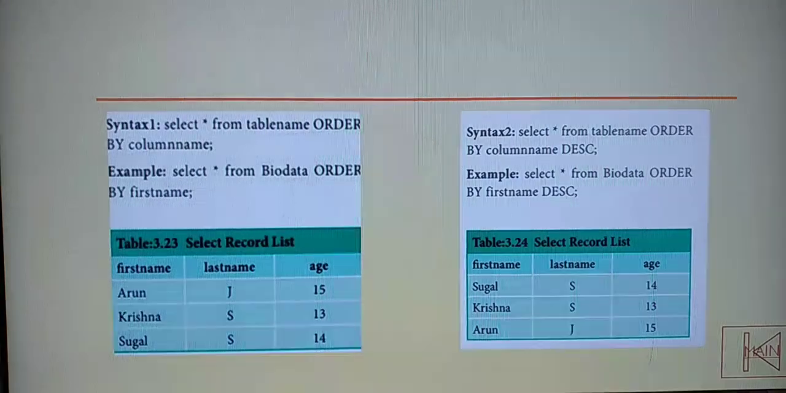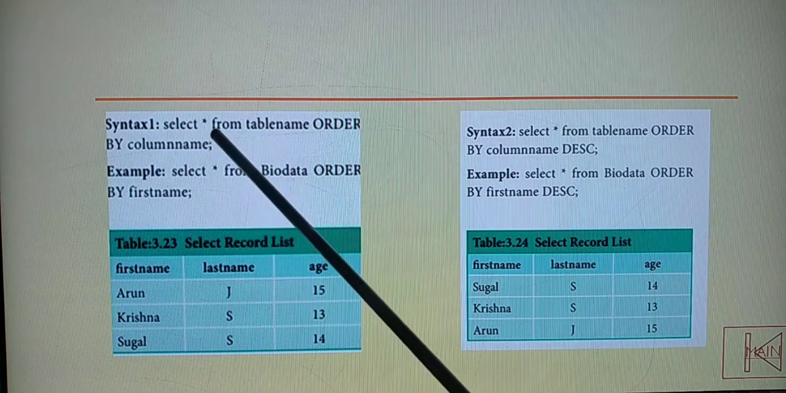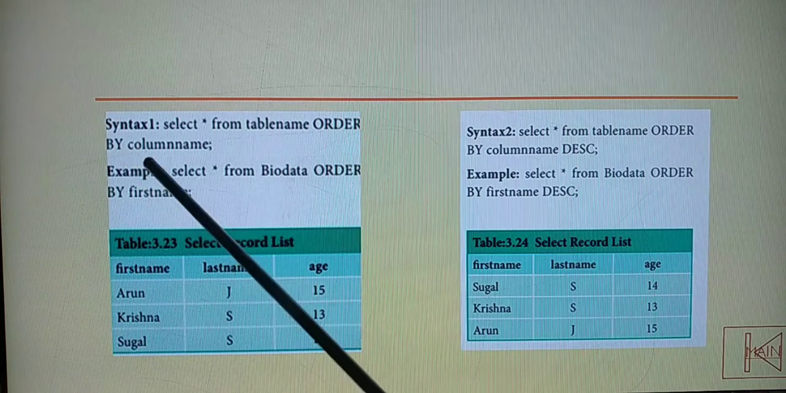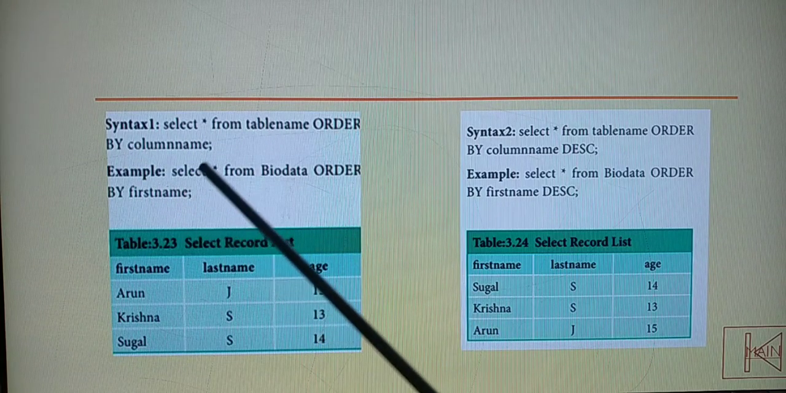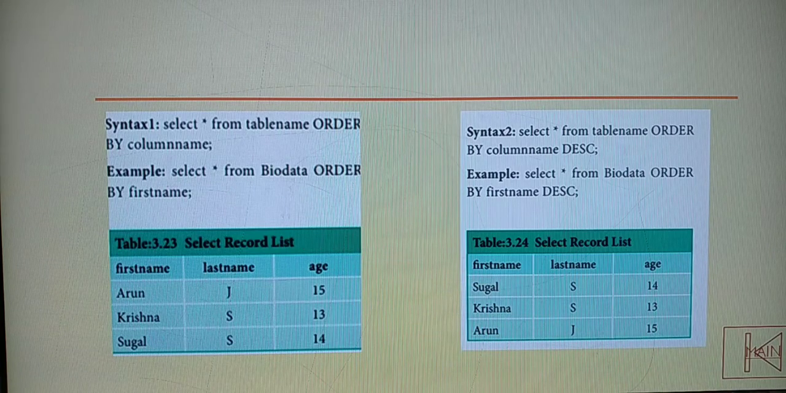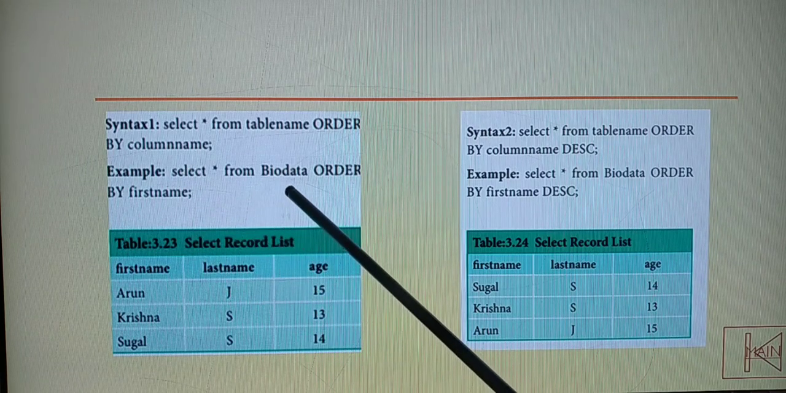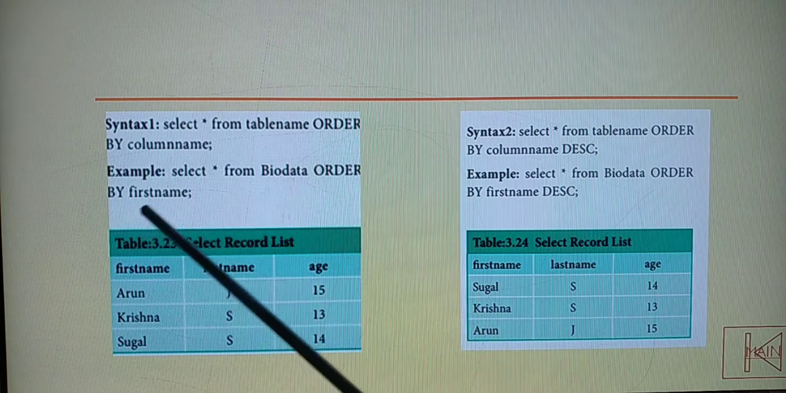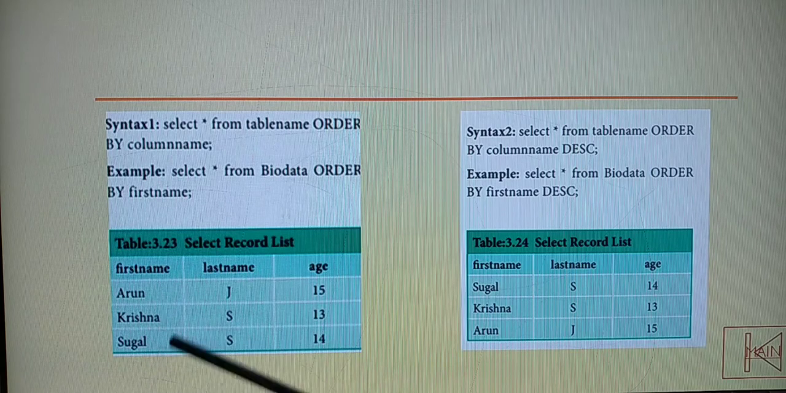This is a simple example for you. Select star, star you already know, from table name, order by column name. Here they didn't specify whether it is ascending or descending, they just specified the column name. Go on with this example. Select star from biodata, where biodata is your table name, order by first name. Based upon the first name, the arrangement will be there for you.